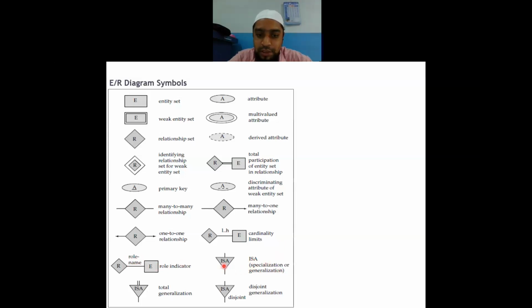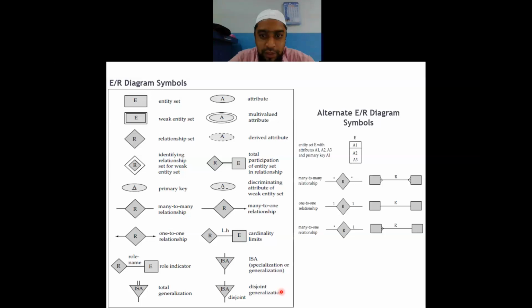For specialization or generalization, we will have a downward triangle. If there is total generalization, or total specialization, we will have two lines here. If this has only a single line, then it is a disjoint generalization or specialization. I hope this diagram is clear for everyone.